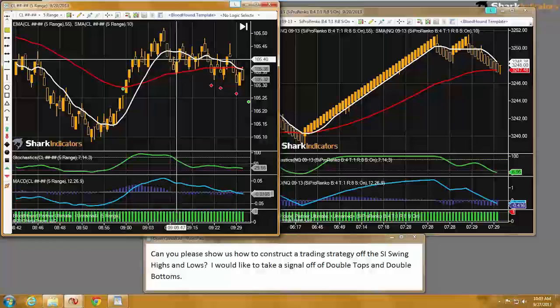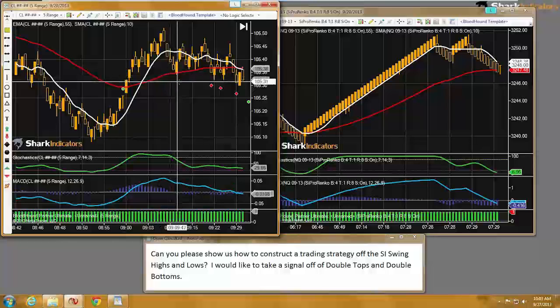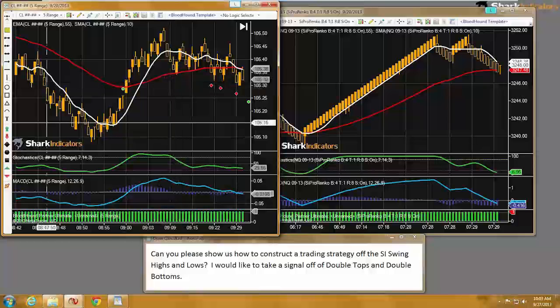So I'm going to try and take the logic from that, where we're detecting price near a certain level, but this time instead of applying it to a moving average, we'll apply it to the SiSwingsHighsLows and try to determine a double bottom or a double top from that. That's what we'll cover today, and let me take a look at the board here.